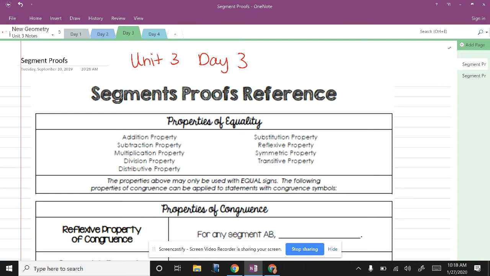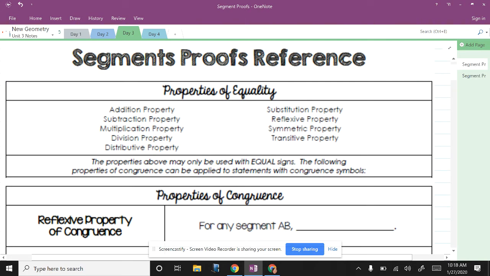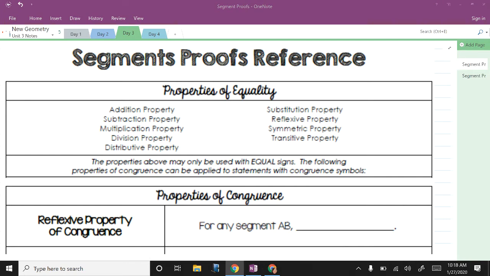We can also use our properties of equality. This is just a review of what those were. We already talked about those. So today we're going to talk about properties of congruence. We talked about properties of equality on Friday. Today we're going to talk about some properties of congruence.